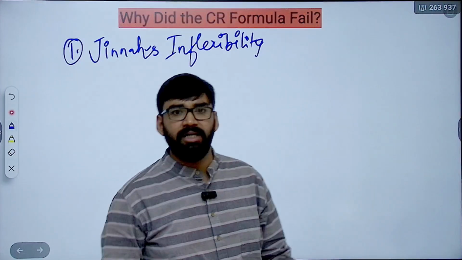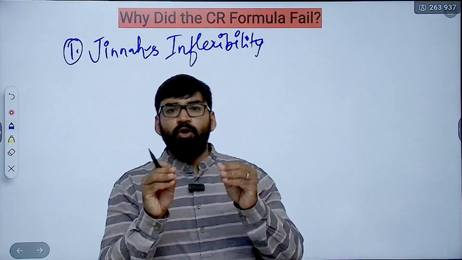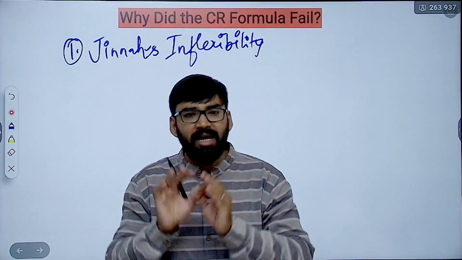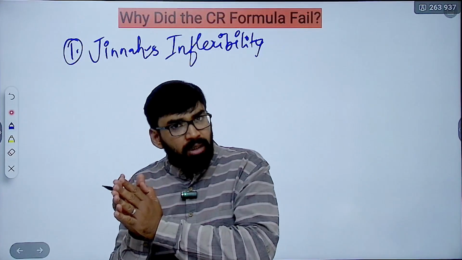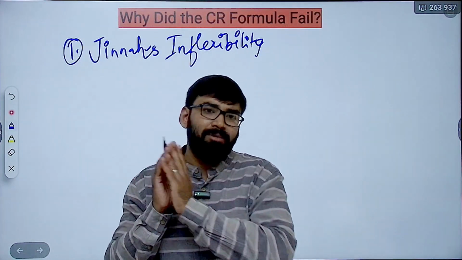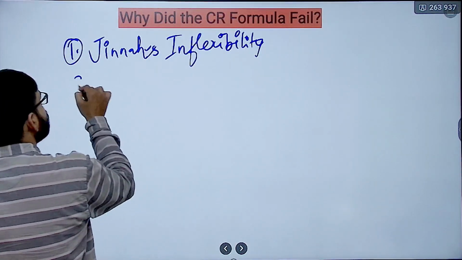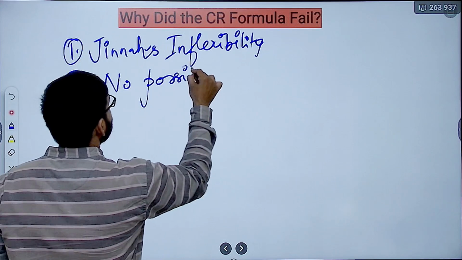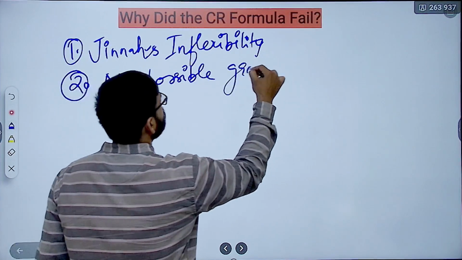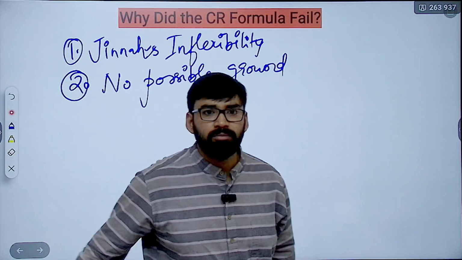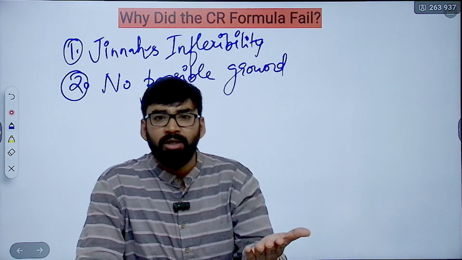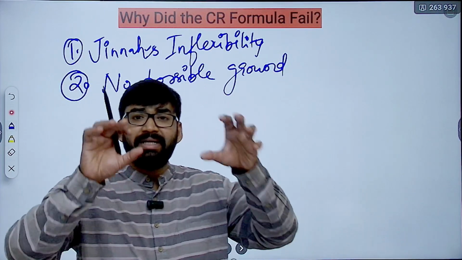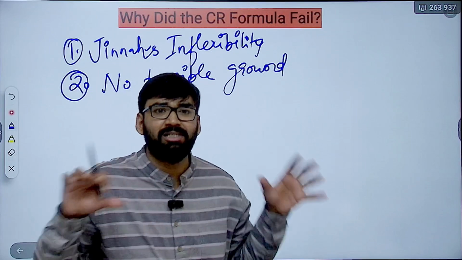Jinnah's inflexibility. How? He wanted full and immediate acceptance of Pakistan as a separate state, not a future possibility via plebiscite. Then second, why was it a failure? No possible common ground. Gandhi did not accept the two-nation theory, but Jinnah, Muhammad Ali Jinnah, insisted that it was the only basis.